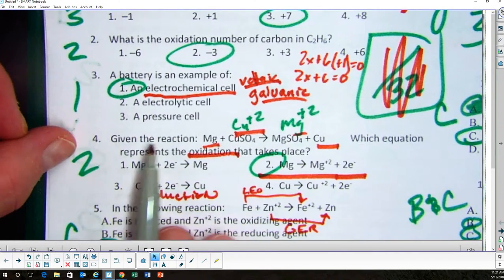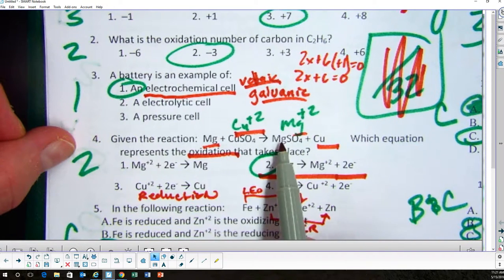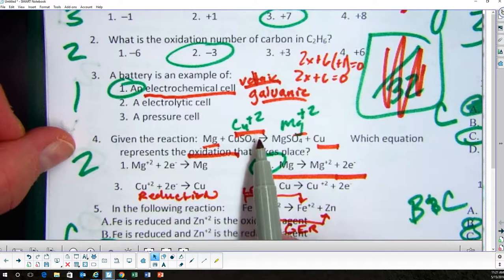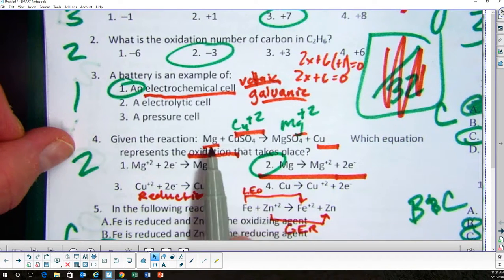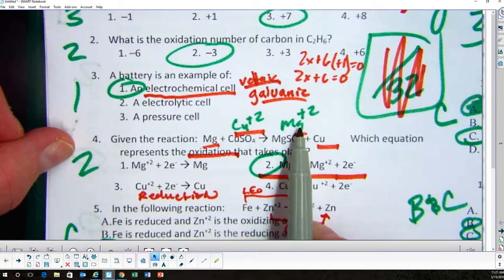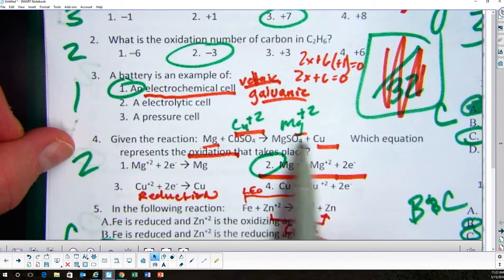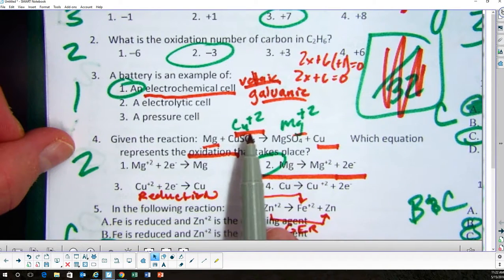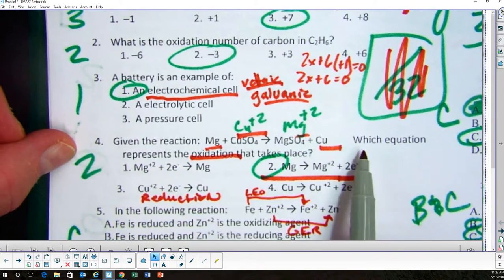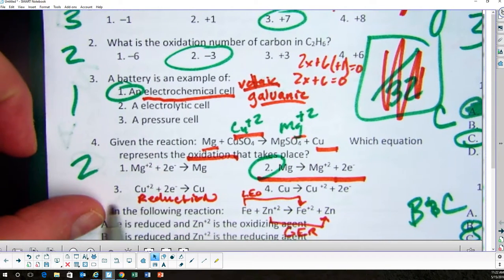If I'm given this reaction right here, I've got to realize that this right here is a Cu +2, and this right here is Mg +2. The SO4 is like a spectator; it doesn't really do anything. I need to realize that going from one side to the other, magnesium goes from no charge to a +2 charge. That means it's lost electrons, LEO. Loss of electrons is oxidation. Copper, on the other hand, has gone from a +2 to a 0, so it has gained electrons, GER. Gain of electrons is reduction. So if it asks what oxidation is, it's this. If they ask what reduction was, it would be number 3.